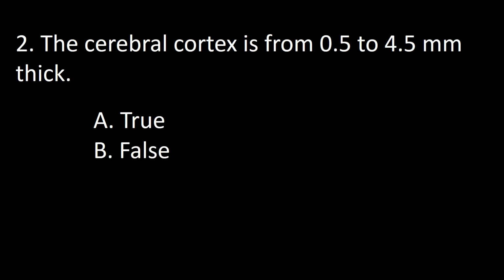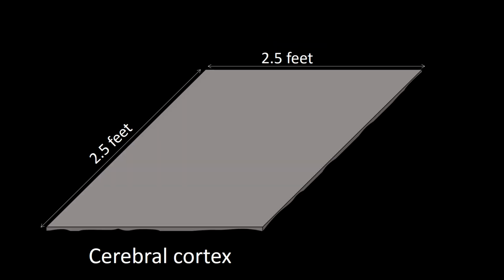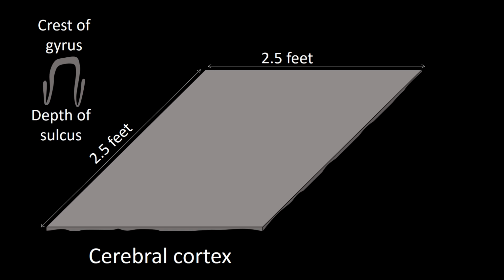Next question. The cerebral cortex is from 0.5 to 4.5 millimeters thick. A, true; B, false. This figure represents the area of the stretched cerebral cortex. As you know, the cerebral cortex is made of convolutions which form gyri and sulci. On the top of the convolutions, we find the crest of the gyrus, and on the bottom, the depth of the sulci.